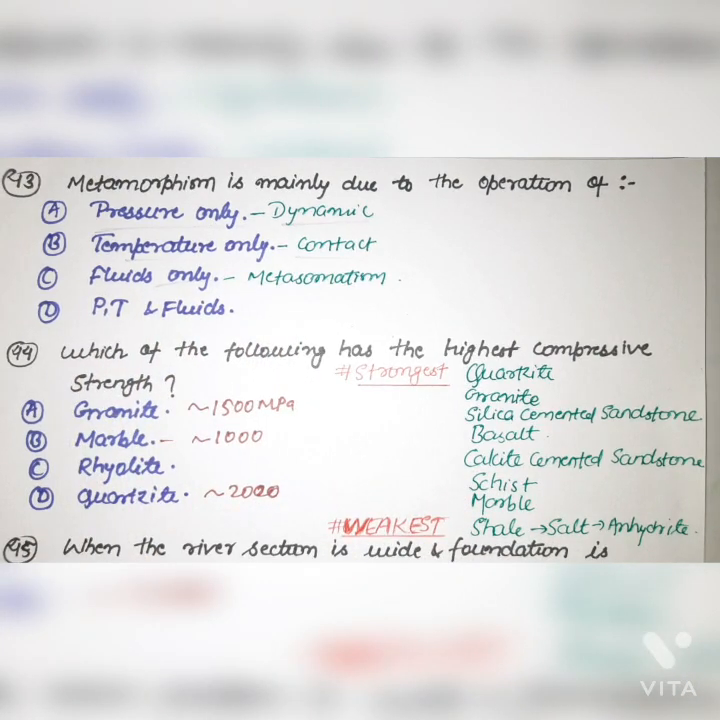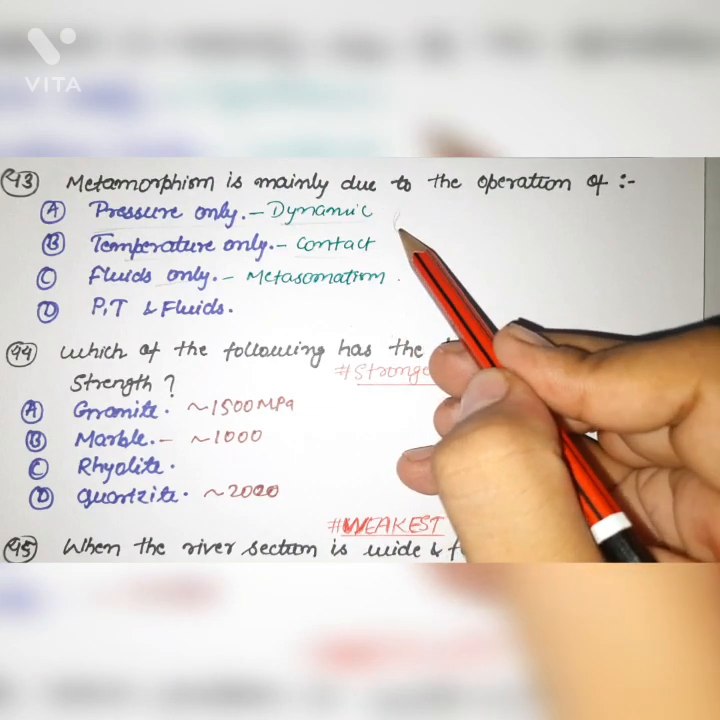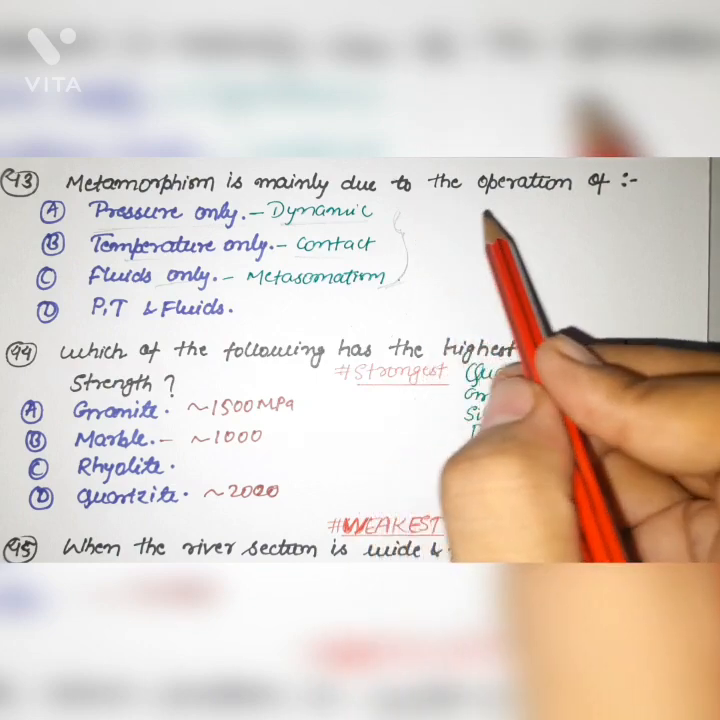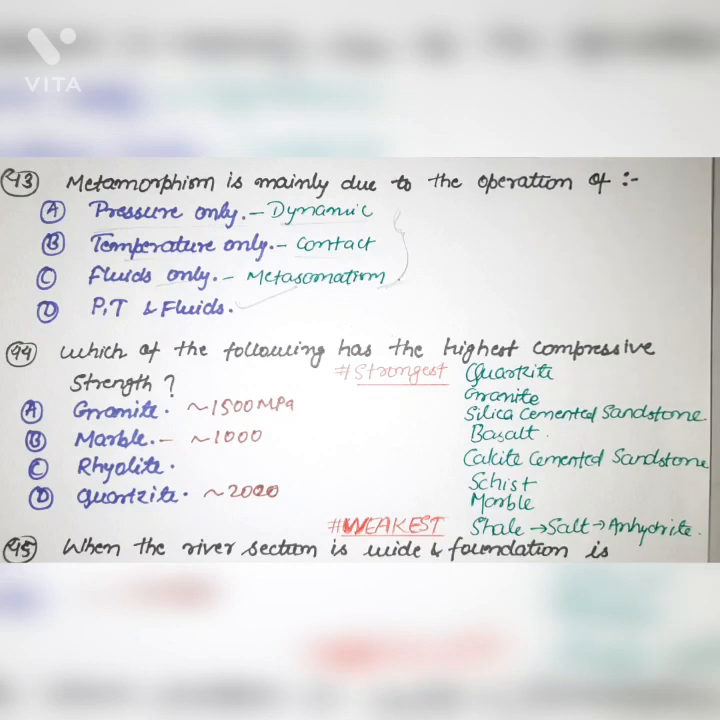You can clearly see that we have already discussed in previous questions that metasomatism is mainly active fluids or SO2 and CO2. So basically metamorphism is the operation of, since all these three are types of metamorphism. So it is clear that metamorphism is mainly due to the operation of pressure, temperature and fluids. So the correct answer of this will be pressure, temperature and fluids.